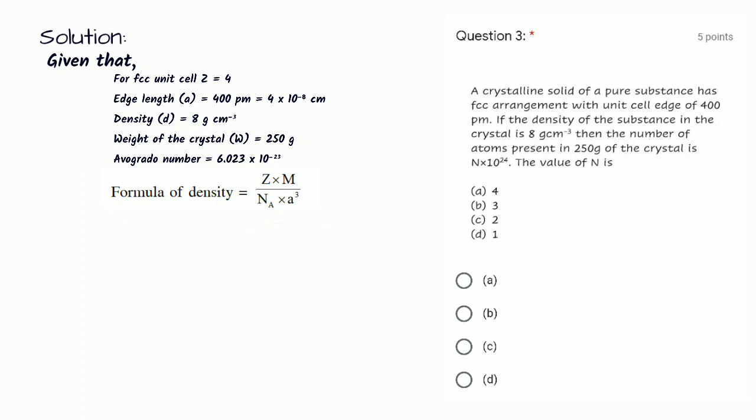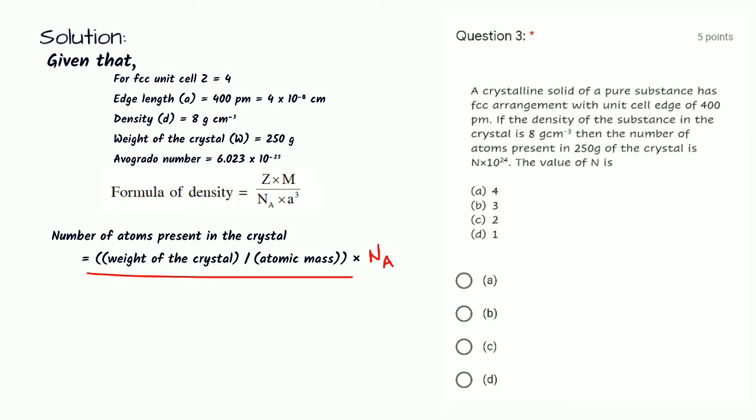So we can use this formula to solve this problem. Again we know that the number of atoms is equal to weight of the crystal divided by atomic mass, into Na. Na is the Avogadro number, and capital M will be the atomic mass. Once we have the value of capital M, we can find out the number of atoms. So our first target is to find the value of capital M. Capital M is equal to small d, which is density, into Na, the Avogadro number, into a cube, which is the edge length cube, divided by Z.